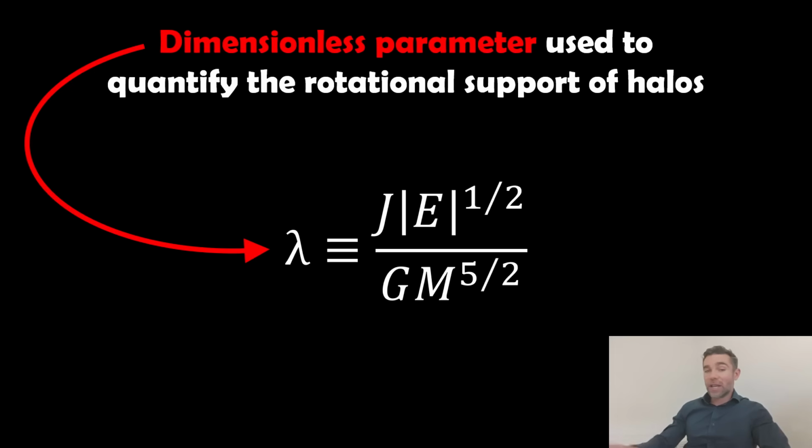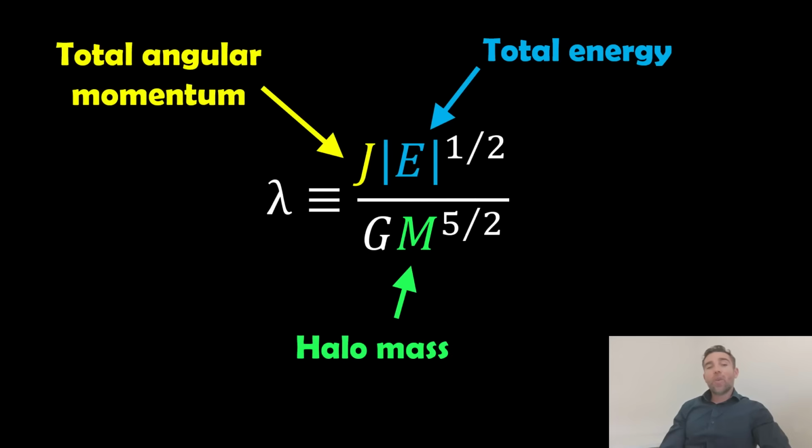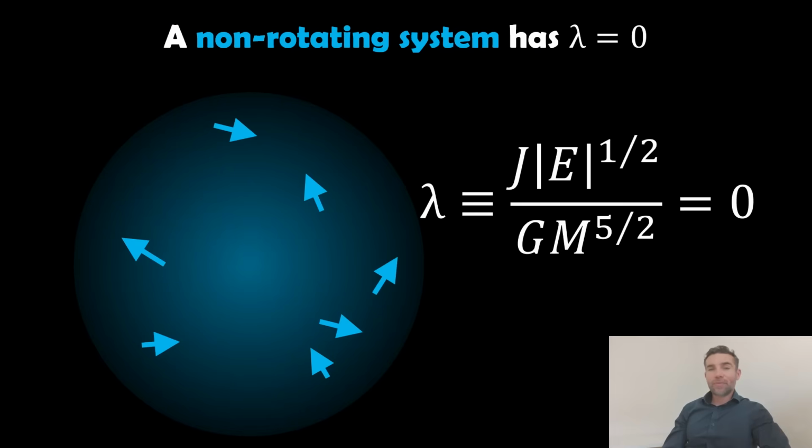So what are all those individual components there? Well, our J there is our total angular momentum of the dark matter halo. We've then got the total energy of the dark matter halo, and then we've also got the mass of the halo as well. And obviously you've got your G there, which is your gravitational constant. So if you can actually determine what the mass, angular momentum and total energy is of your dark matter halo, you can calculate its spin parameter.